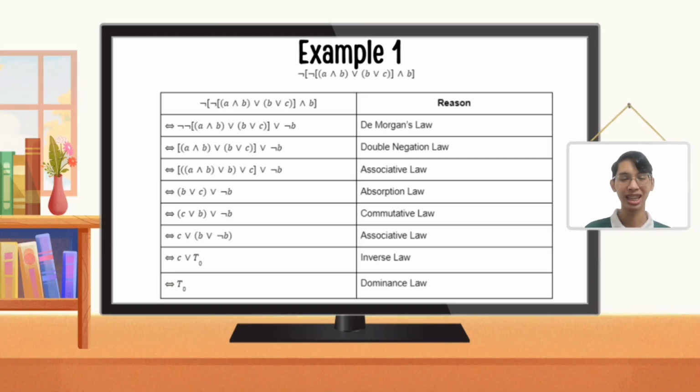For example 1, I use this question for my presentation. And for your information, this question I got from my lecturer's book, Miss Fairuz binti Suhaimi.